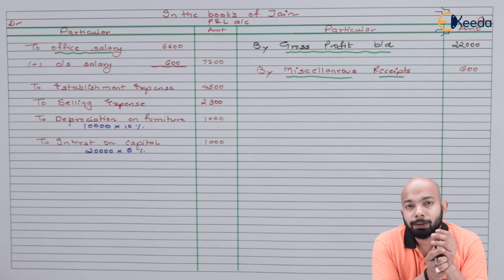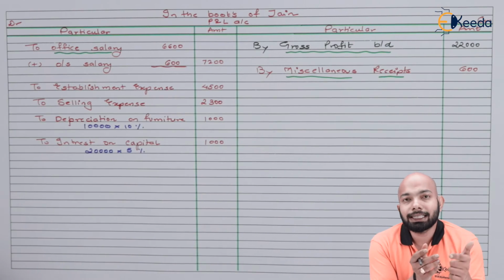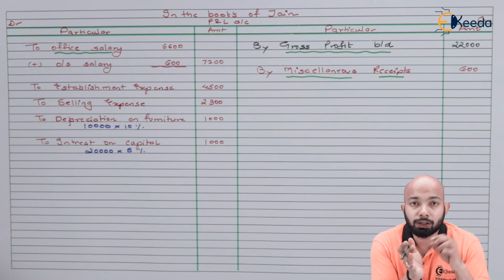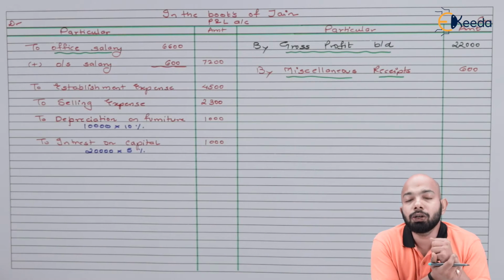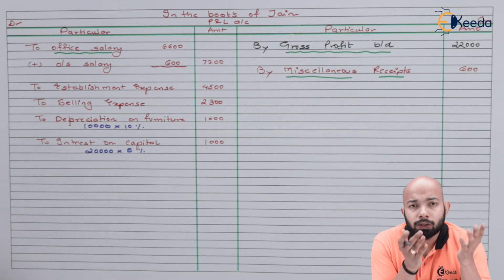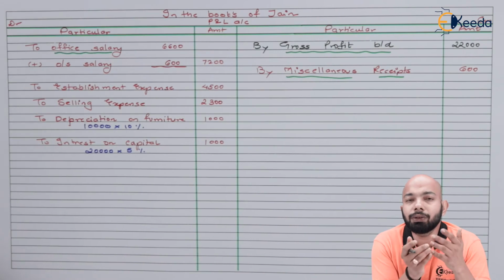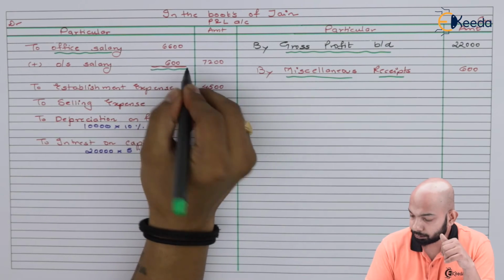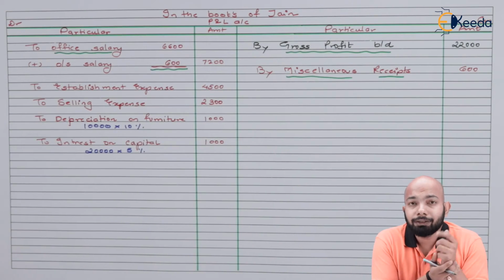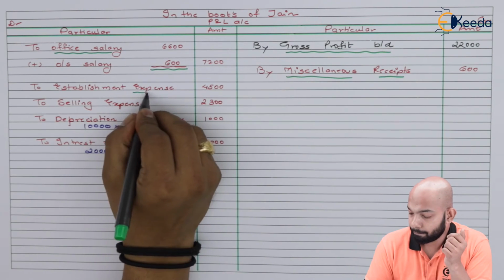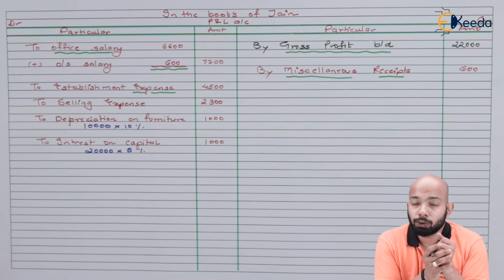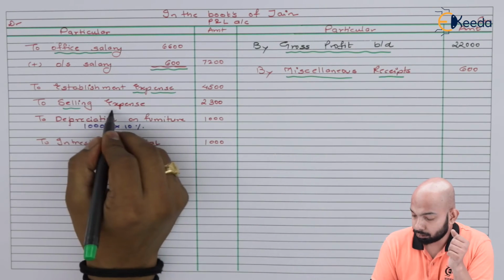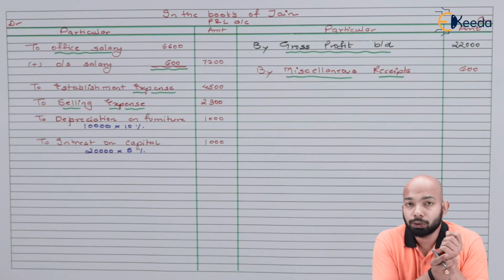Now, as per the adjustment entry, this outstanding should be shown in the profit and loss account added to that expense and on the liability side of the balance sheet. So the first effect given here is the addition of outstanding salary to the salary account. So 6,600 plus 600 will give you 7,200, which has been mentioned in the outer column. Again, apart from that, we have establishment expenses, which has been mentioned as 4,500. Selling expenses also has been mentioned here, which amounts to 2,300.